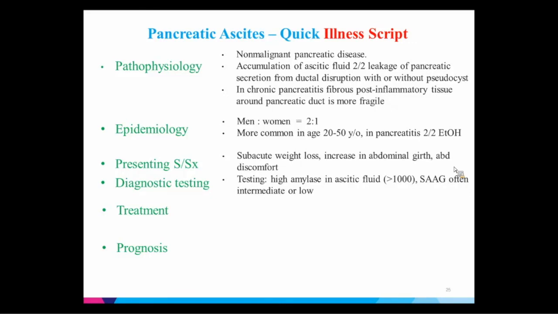Anyway, the testing that's typical is high amylase in the ascitic fluid, and usually greater than 1,000 is at least more sensitive. And SAAG is often intermediate or low, which sort of makes sense.